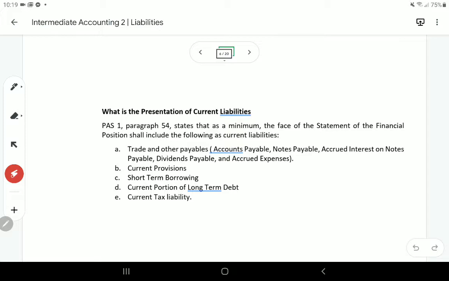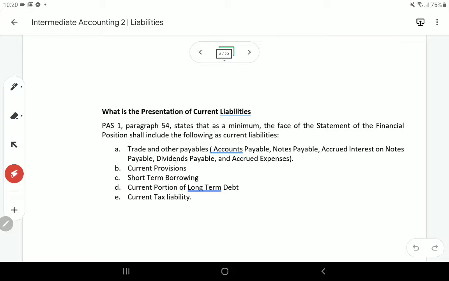The first line item would be those liabilities considered as regular in operation. So that includes trade and other payables. Okay? That includes trade and other payables. Under those line items, we have the accounts payable, the notes payable, the accruals, and the dividends payable.